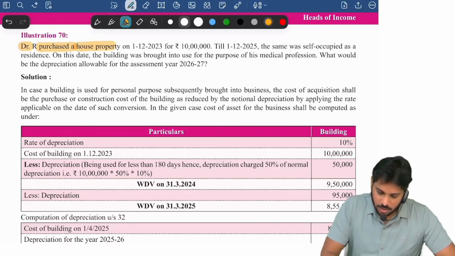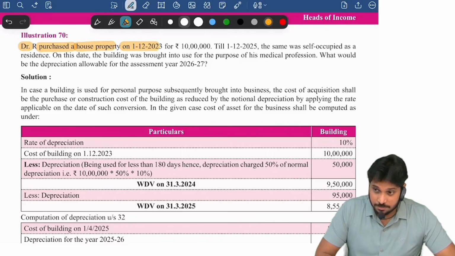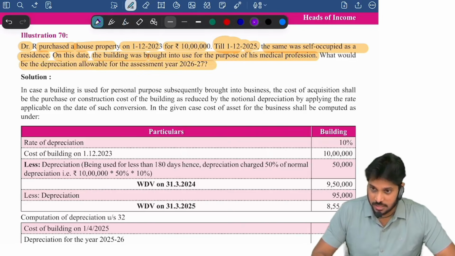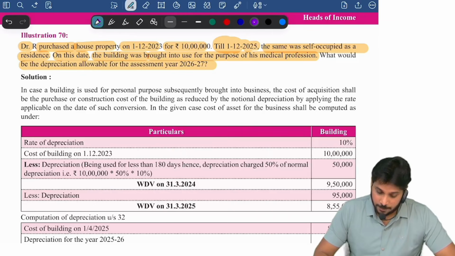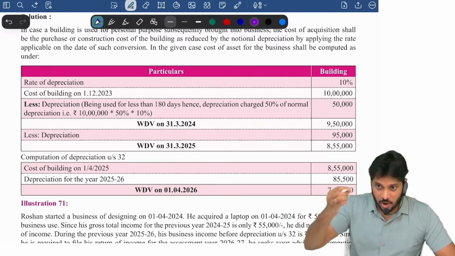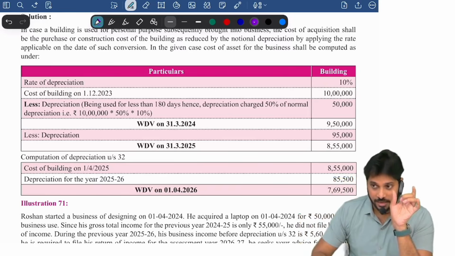R purchased a house property on 1st December 2023 for 10 lakh. Till 1st December 2025, it was self-occupied as residence. On this date, the building was brought into business use, medical profession. What would be the depreciation for the assessment year? The building was brought in from personal use. Actual cost, we need to add in the block. How much will you add?